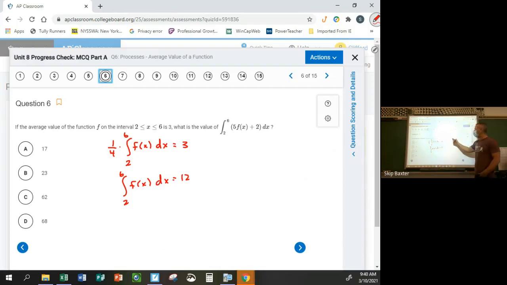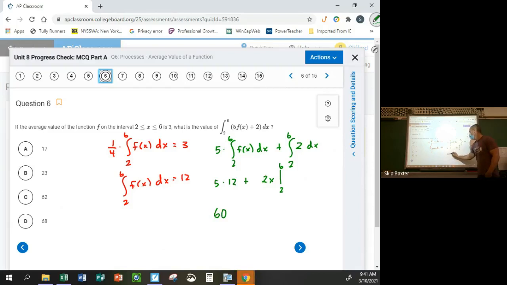So if you're trying to find this integral, it's really 5 times the integral from 2 to 6 of f of x, plus the integral from 2 to 6 of 2 dx, right? You could split it up using properties of integrals. So this ends up being 5 times 12 plus 2x from 2 to 6. So this is 60 plus, if you plug 6 in, you get 12, minus, plug 2 in, you get 4. So it's 72 minus 4 is 68. Okay?